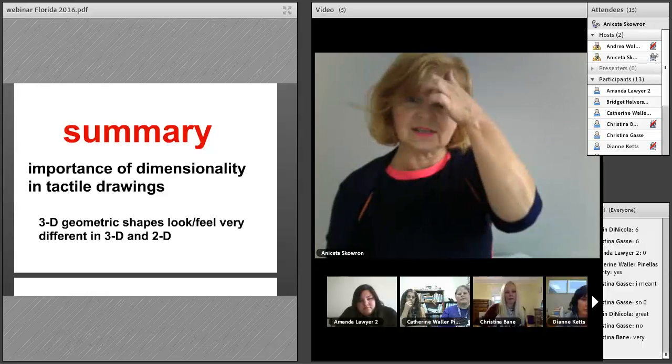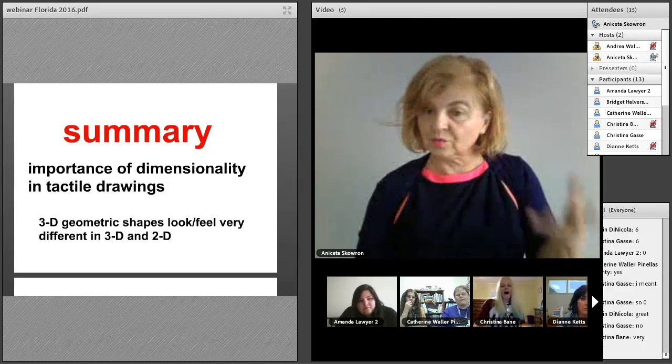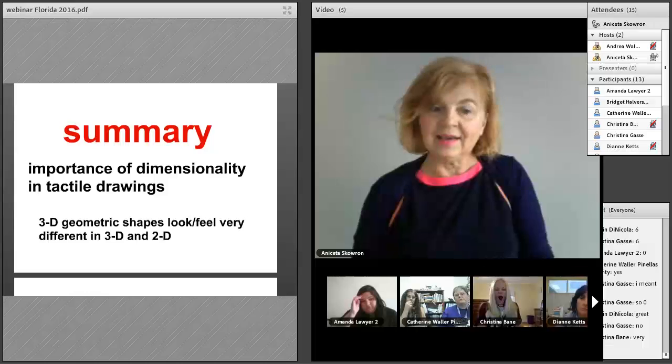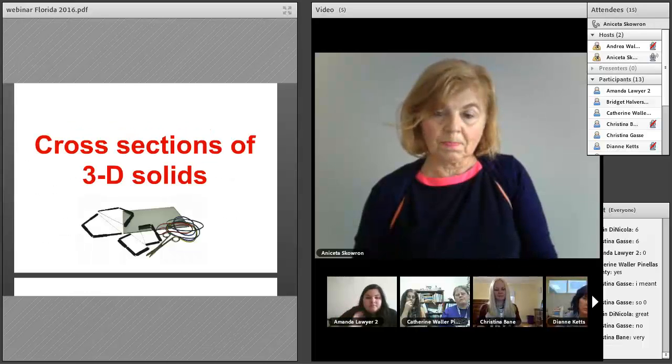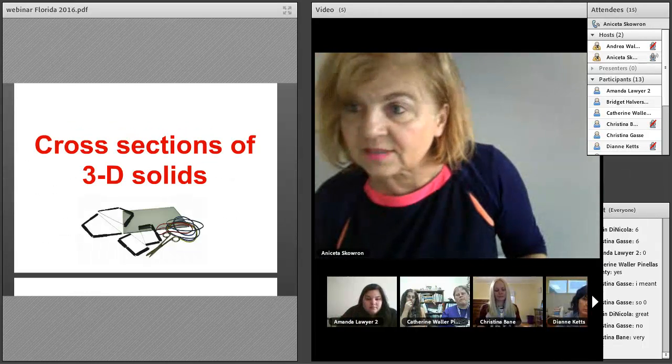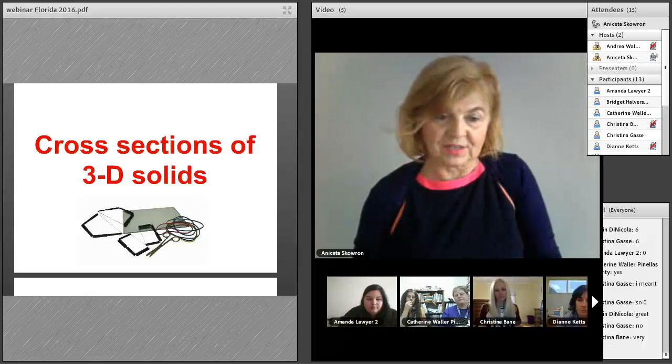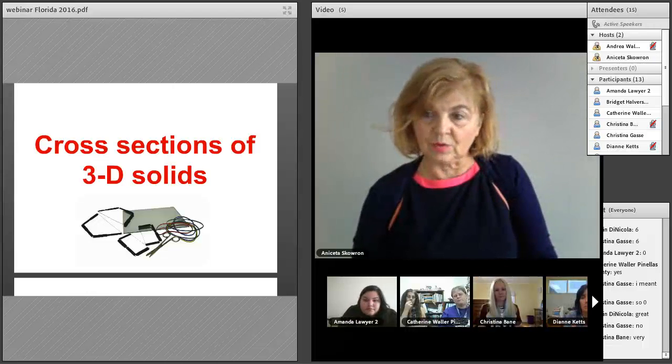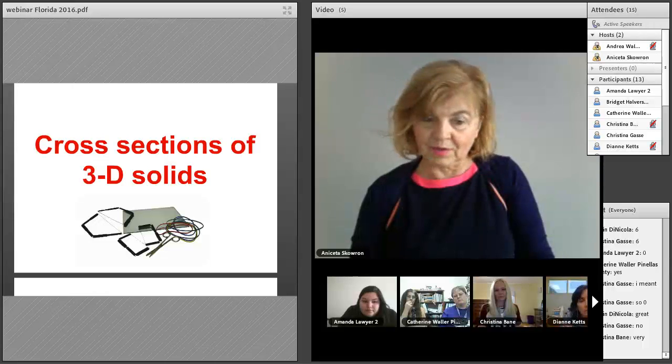So of course it's important to include dimensionality in the tactile drawings. Now, what time is this? It's 3:18. I am just thinking that maybe it's time to wrap it up, and maybe you have some questions or some comments.